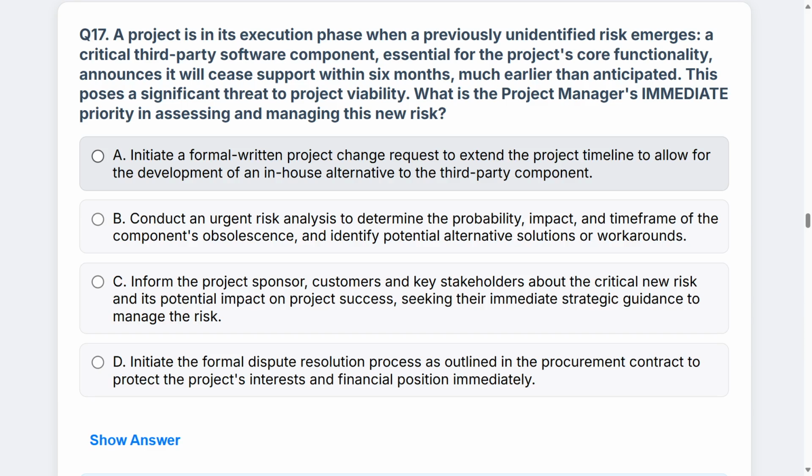Let's take a look at A. Initiate a formal written project change request to extend the project's timeline to allow for the development of an in-house alternative. Everything is possible in IT, right? But in option A, sounds like we're jumping straight out at a solution without any consideration of other potential solutions. So it's a very prescriptive answer that says just do something in-house. When I read this, it says a critical third-party software component.